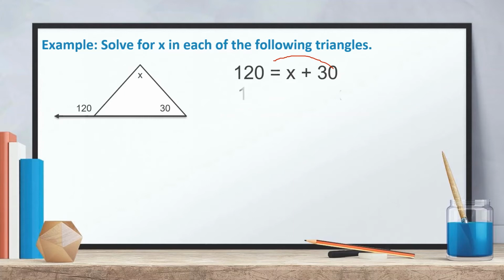So we will come up with 120 minus 30. So 120 minus 30 is equal to 90. So therefore, the value of x is equal to 90.